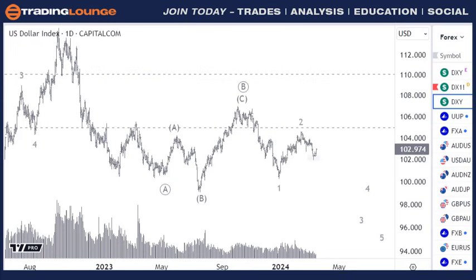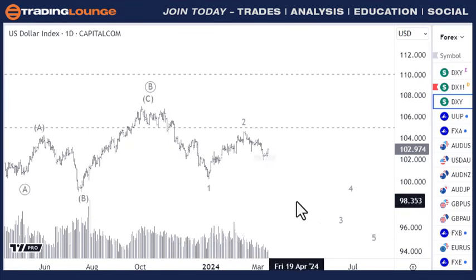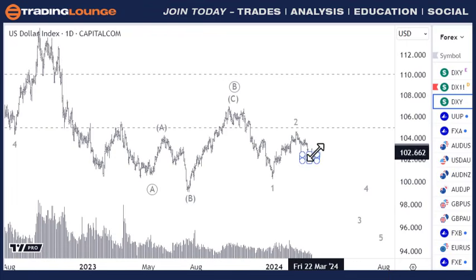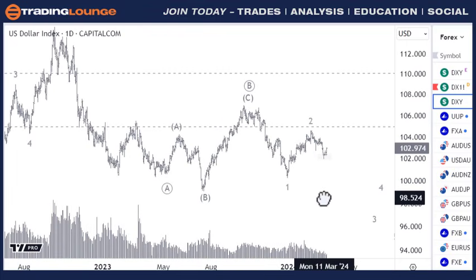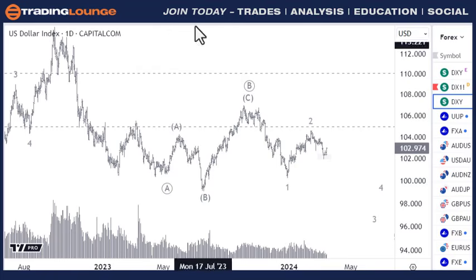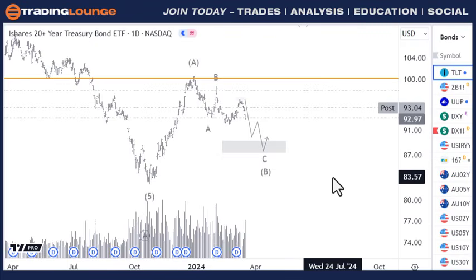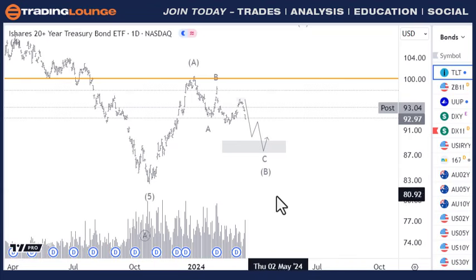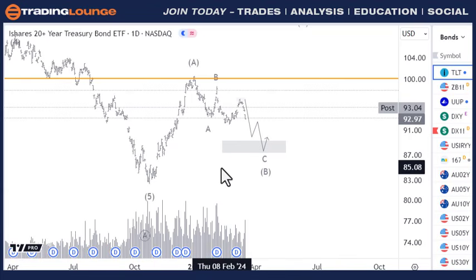Just before we start though, the PPI figures doubled from 0.3 to 0.6, which is good for the currency. So we're seeing the dollar index, the DXY, push to the upside. It's not much of a push, but what does concern me is that if the dollar's pushing up, we're going to see the bonds down and the yields up. And obviously this affects stocks in different ways.